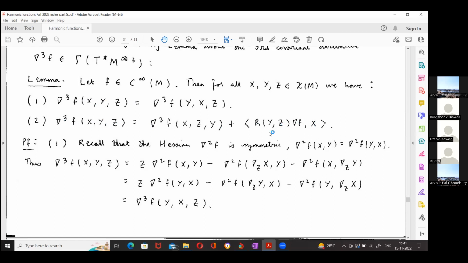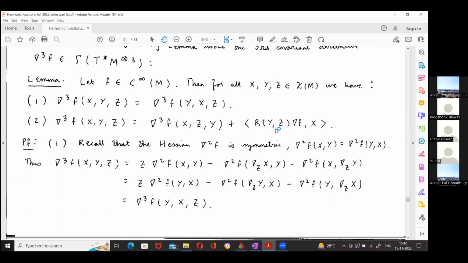So this shows you the asymmetry of the third derivative. In Rn, you don't see this because in Rn, the curvature tensor is 0. So this term vanishes in Rn. You see?